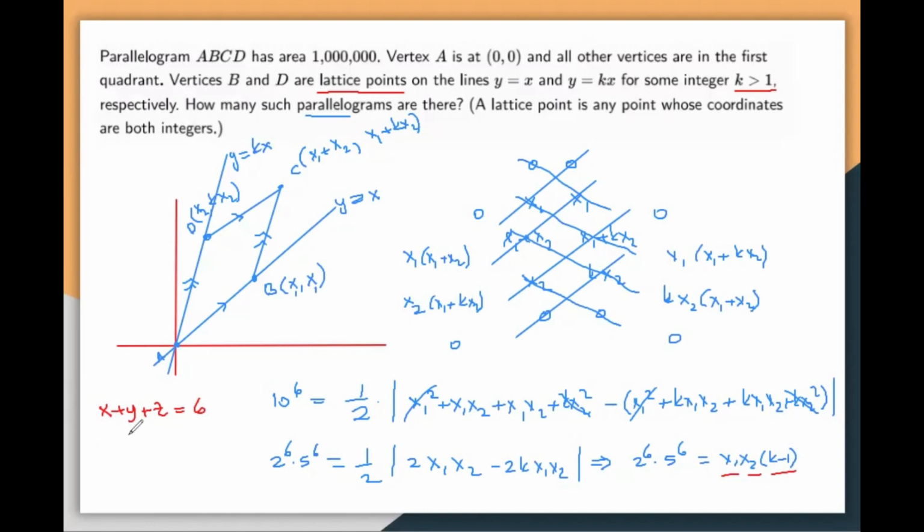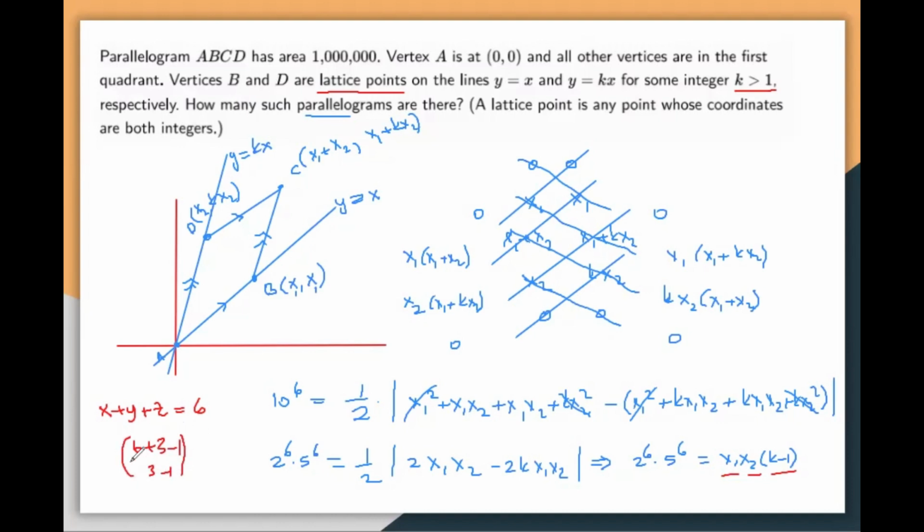So this is just the stars and bars approach, right? x, y, z should be at least 1. So we can consider that we have 6 stars and then three bars. In that case, we do have in total 6 plus 3 items, but we just subtract 1 because we have only 2 bars, not 3 bars, to make 3 groups. And then we just need to choose 2 places to place those bars, which is going to be 3 minus 1.